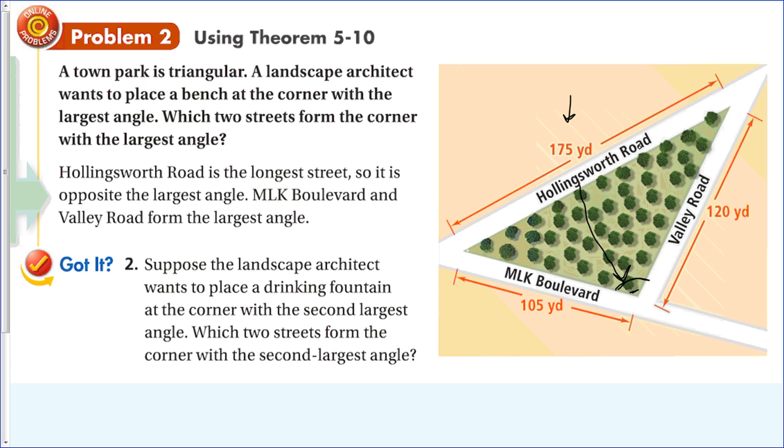All right. If you remember, the largest side is opposite the largest angle, the smallest side is opposite the smallest angle, and the medium side is opposite the medium angle. So he wants the second largest angle. Well, this is the second largest side here, Valley Road, so it's going to be opposite Valley Road. So our drinking fountain is going to go on the corner of Hollingsworth Road and MLK Boulevard. This is the second largest angle. Okay, that is your second largest angle.